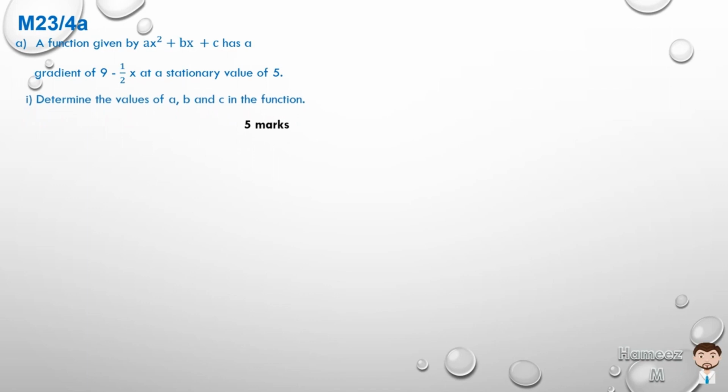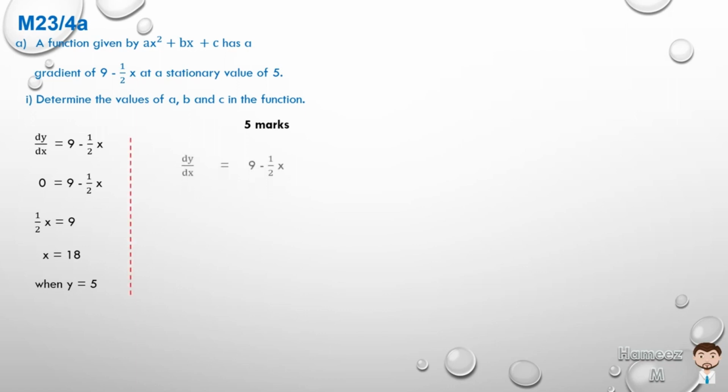So we know the gradient, dy/dx, is equal to 9 minus a half x, and we know it's at a stationary value, which means that dy/dx is equal to 0. So 0 is equal to 9 minus a half x, which means a half x is equal to 9, so x is equal to 9 times 2, which is 18, when y is equal to 5. So x is equal to 18 when y is equal to 5 at the stationary value.